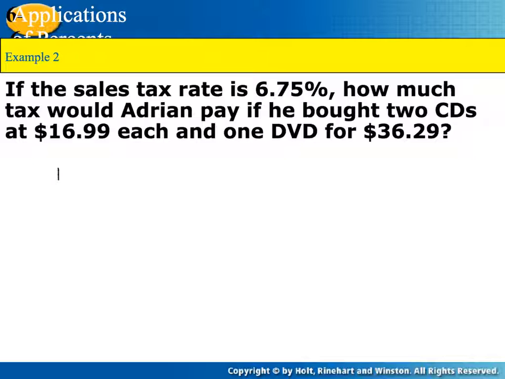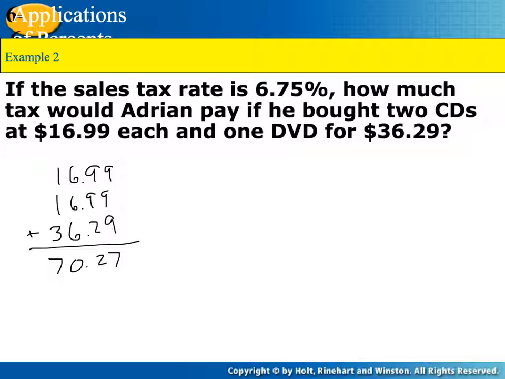So I need to take $16.99, $16.99, and $36.29 and add all of that up. Okay, because when I get that answer, that will allow me to figure out how much I paid total. When you add all of this up, you get $70.27. So Adrian paid $70.27 for all of this.